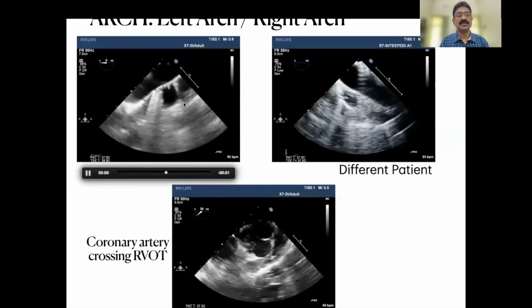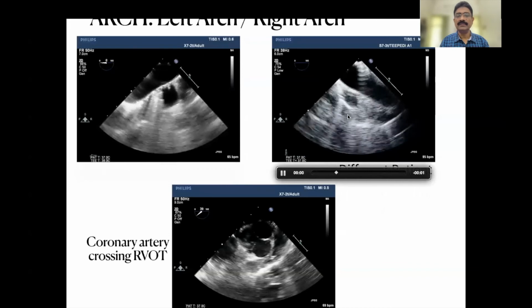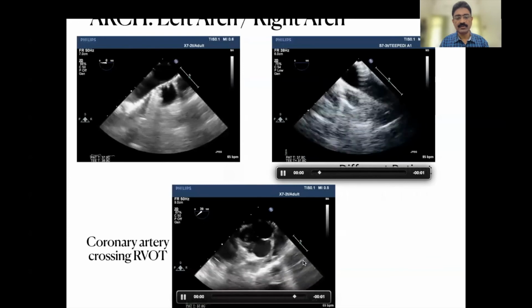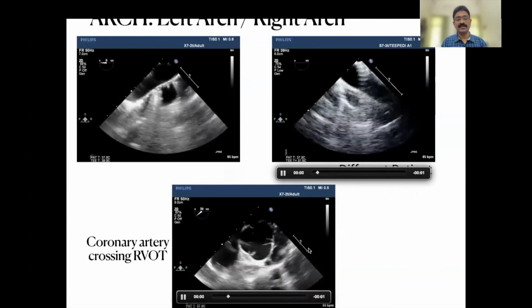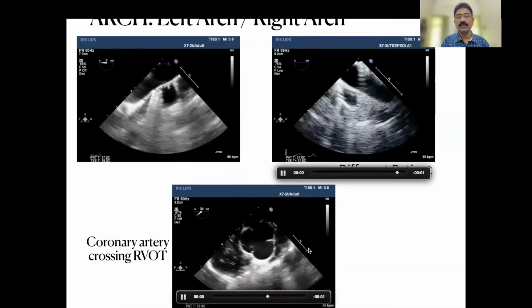And the arch also one can find out by echocardiography. This patient had a left arch, whereas in some patients you see a right arch, and some tetralogy patients will have a coronary artery crossing the RVOT, which will be evident here. That is most easily picked up by the transthoracic echo.